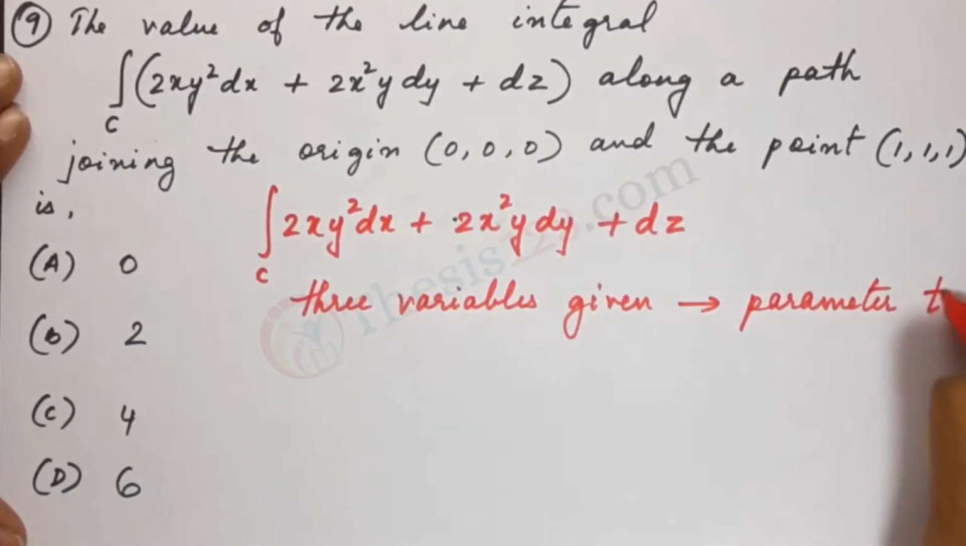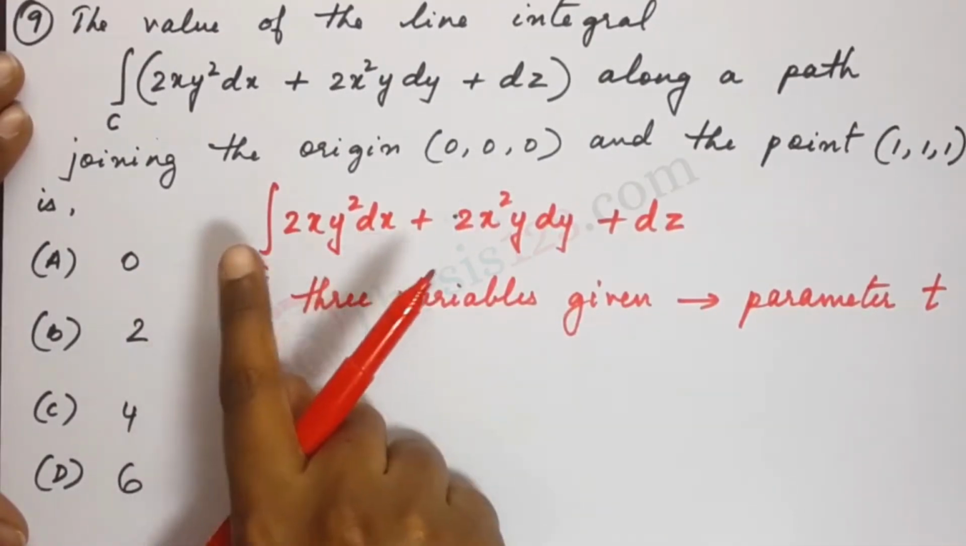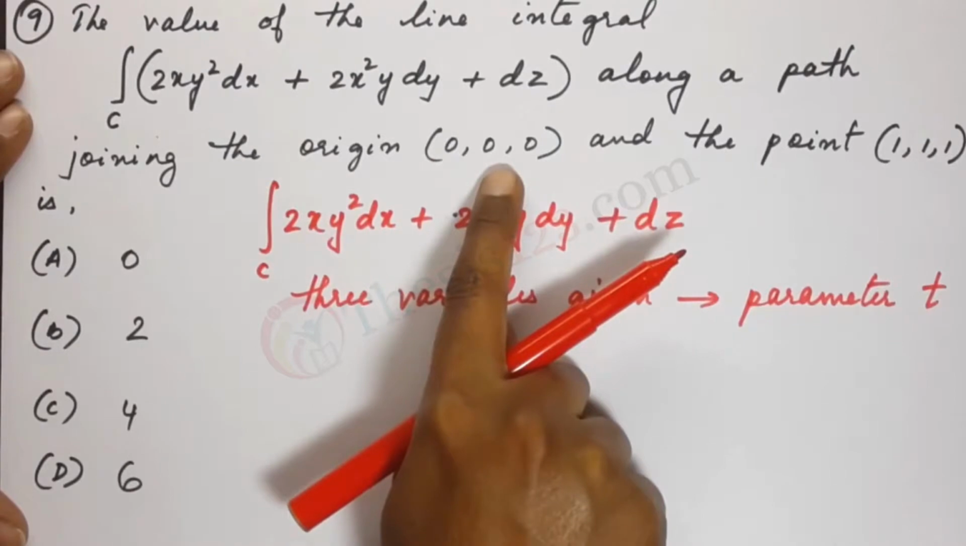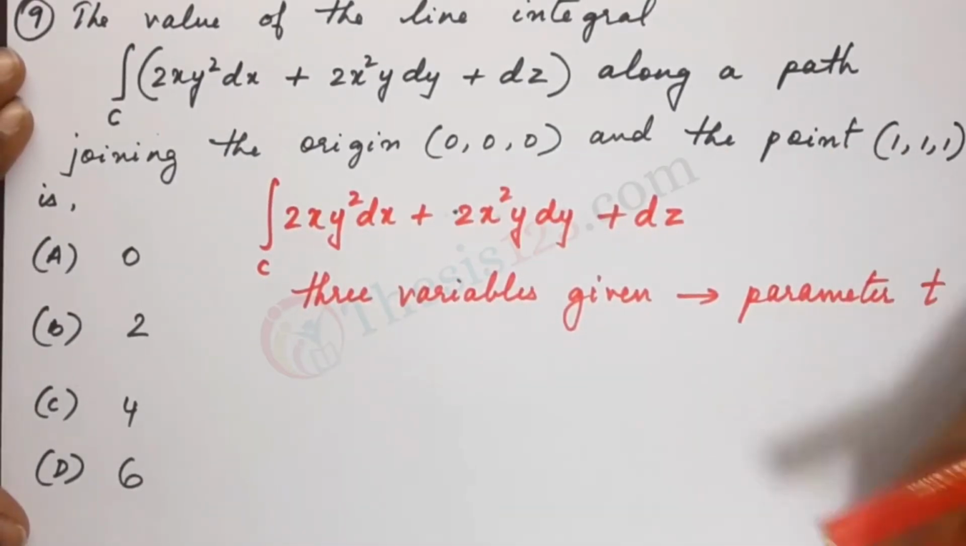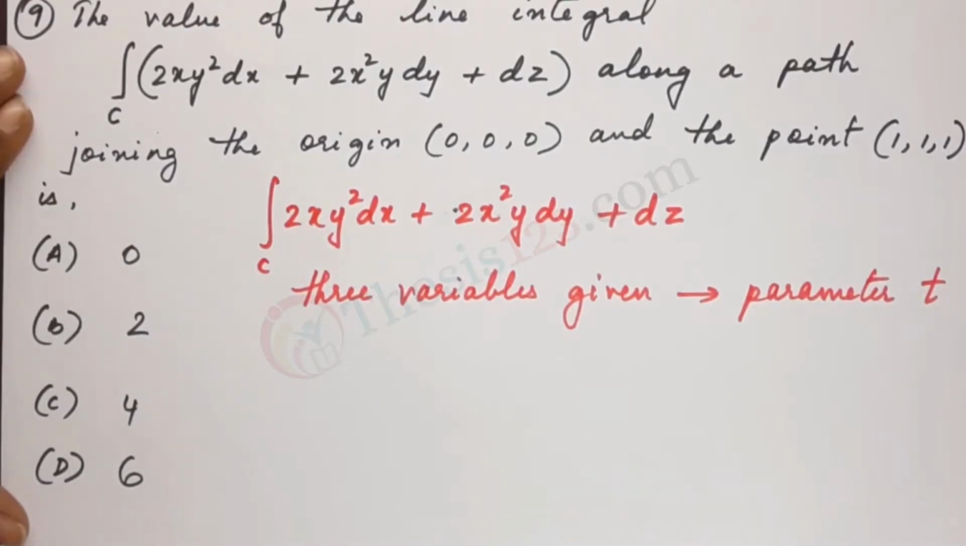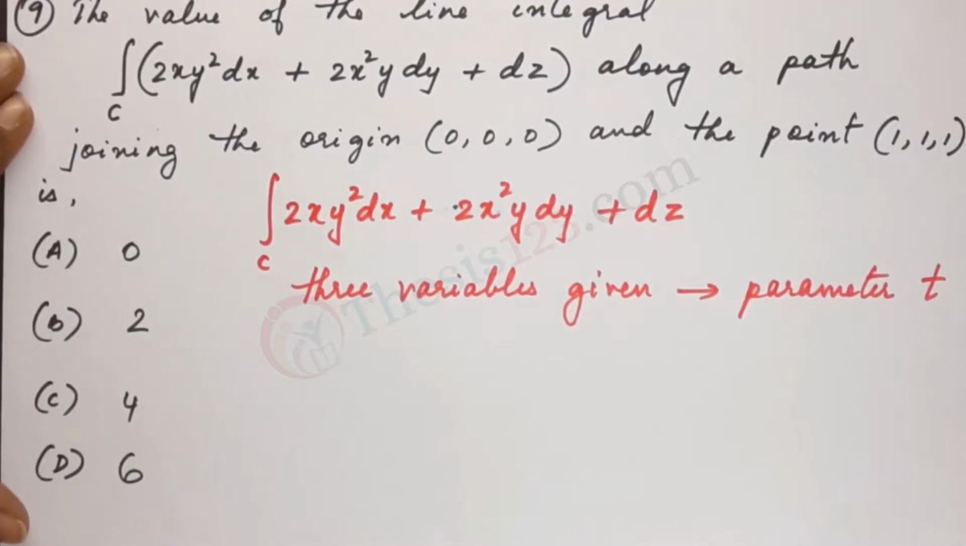Let's take the parameter as t. Okay, so we have to find out the value of the line integral joining the points, the origin 0, 0, 0 and the point 1, 1, 1. So we start by finding out the equation of the line joining the origin and the given point.